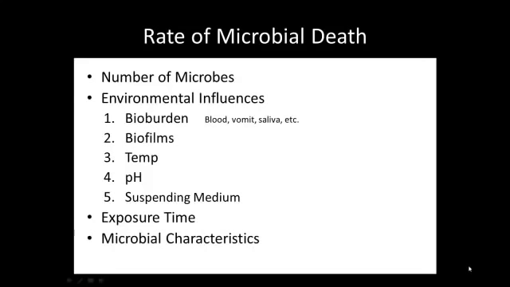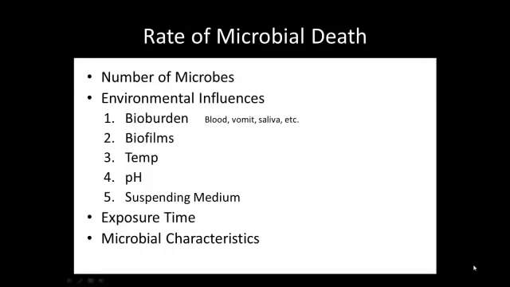The last thing that affects the rate of microbial death is the microbe itself. Some microbes are just tougher than others. Therefore, they're harder to kill, and we have to use more stringent measures, longer exposure time, all of that fun stuff. So all of these things go into determining rate of microbial growth, and they also are part of how we determine how well or how effective a control method is.